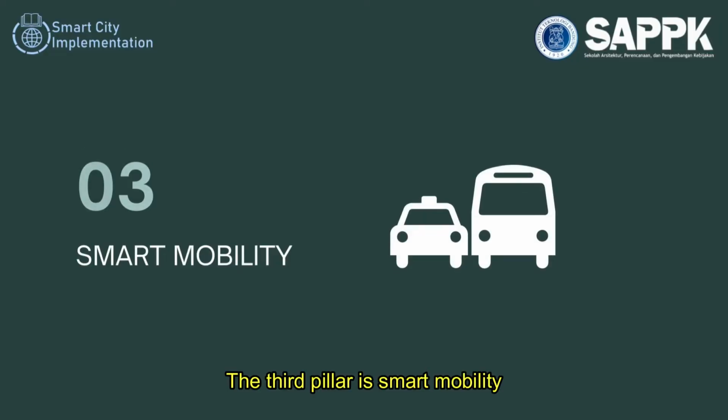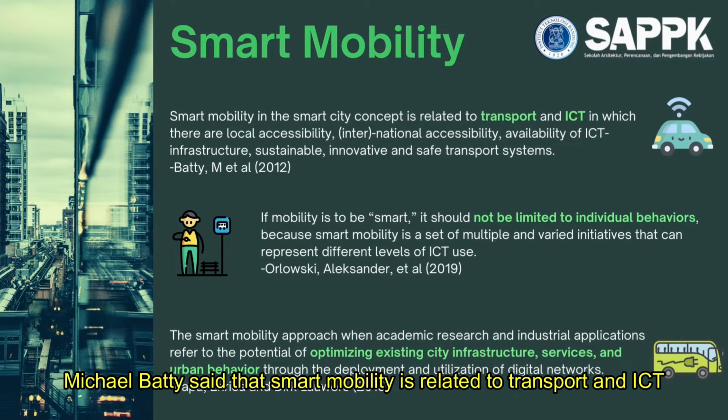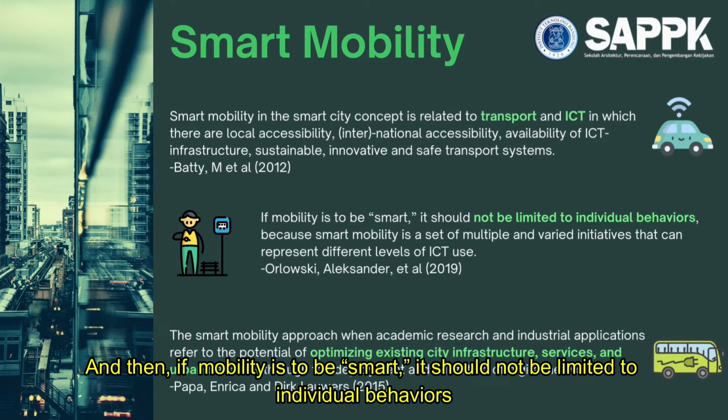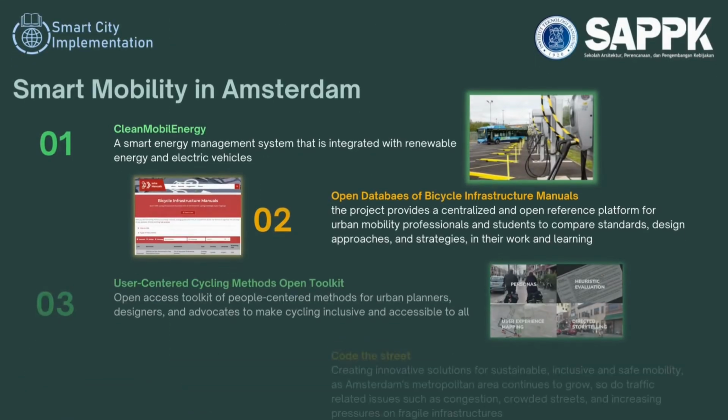The third pillar is smart mobility. Michael Bailey said that smart mobility is related to transport and ICT, and if mobility is to be smart, it should not be limited to individual behaviors. Smart mobility is an approach to optimizing existing city infrastructure, services, and urban behavior through the deployment and utilization of digital networks.